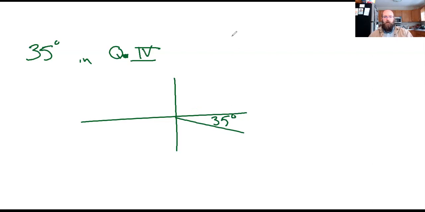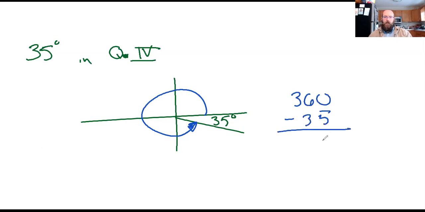So that means starting here and going positively, well, the whole thing would be 360, and I'm short of that 35 degrees. So 360, I'm short 35. That's a 5 from 10. And then what's 350 minus 30? That's 320. So 325 is my blue angle here.